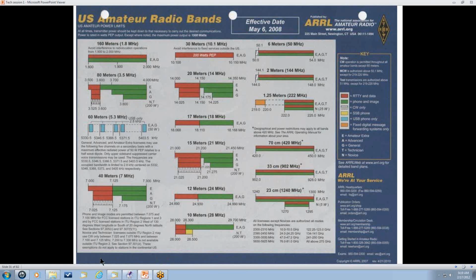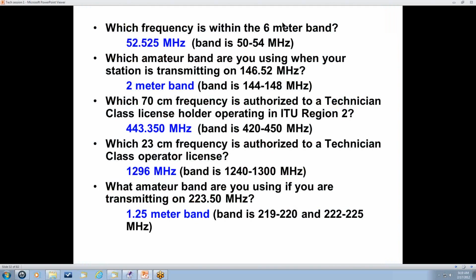Which frequency is within the 6-meter band? I've put here what the band limits are. Of the answers they give you, 52.525 megahertz is the frequency that is in the 6-meter band. Which amateur band are you using when your station is transmitting on 146.52? That is in the 2-meter band. And you can see that on your chart if you're referring back to that.